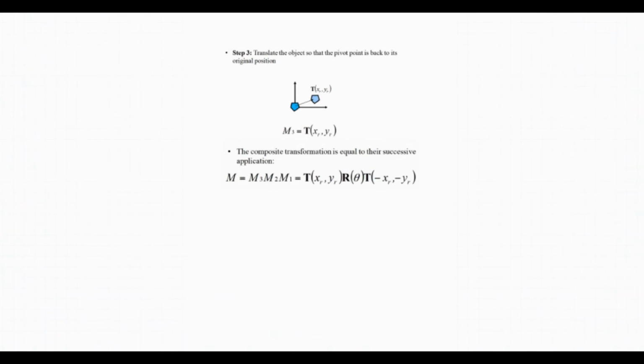So here is the composite transformation sequence. First you have translated by an amount of minus xr, minus yr, then you rotated it, then you have applied a translation by an amount of xr, yr to put everything at their original place. So this is an example or application of composite transformation where you do the transformation with respect to some pivot point.